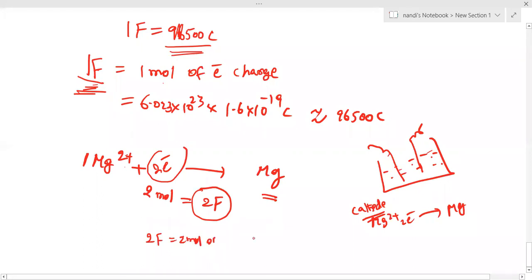How many grams of magnesium are you getting here? 1 mole of magnesium equals how many grams? 24 grams. Then suppose I am asking for 1 Faraday, how much will it be?